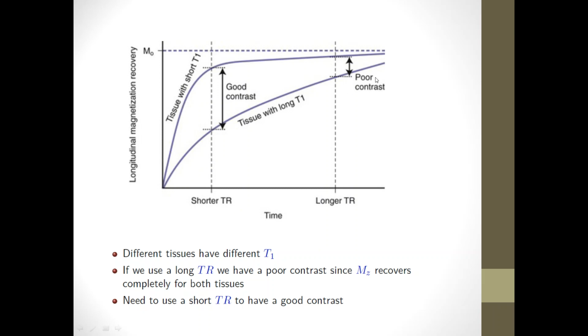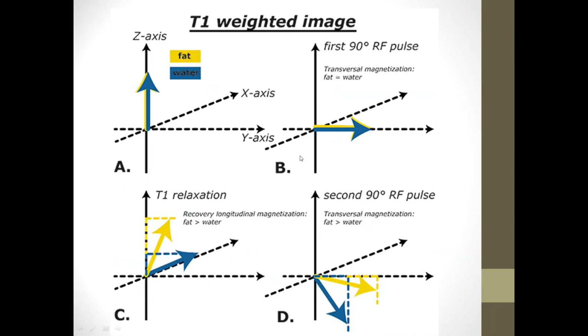I know now that you are confused and you want to understand this very well. Okay, let us go back here and understand. For a T1 weighted image, we have fat and water, both in the Z axis, after applying a 90-degree pulse. What will happen for fat and water? The magnetization coming out from fat and from water are equal together in XY.